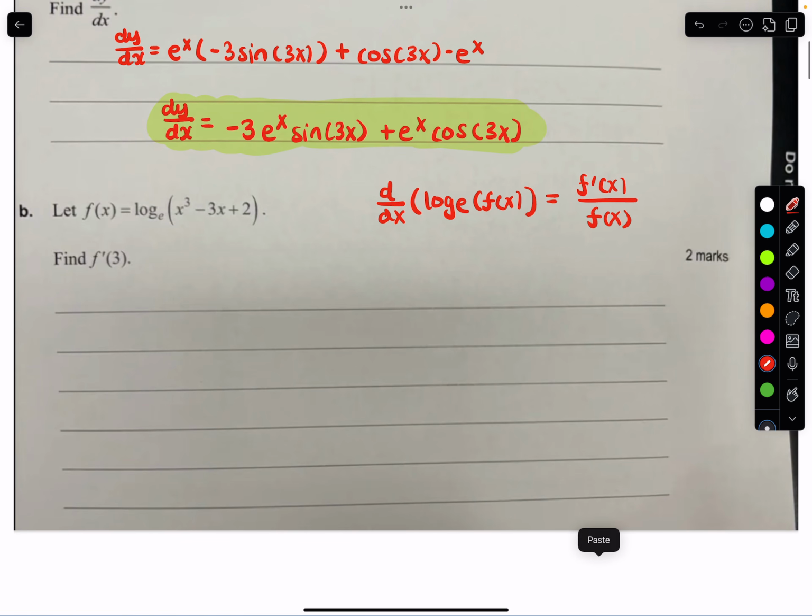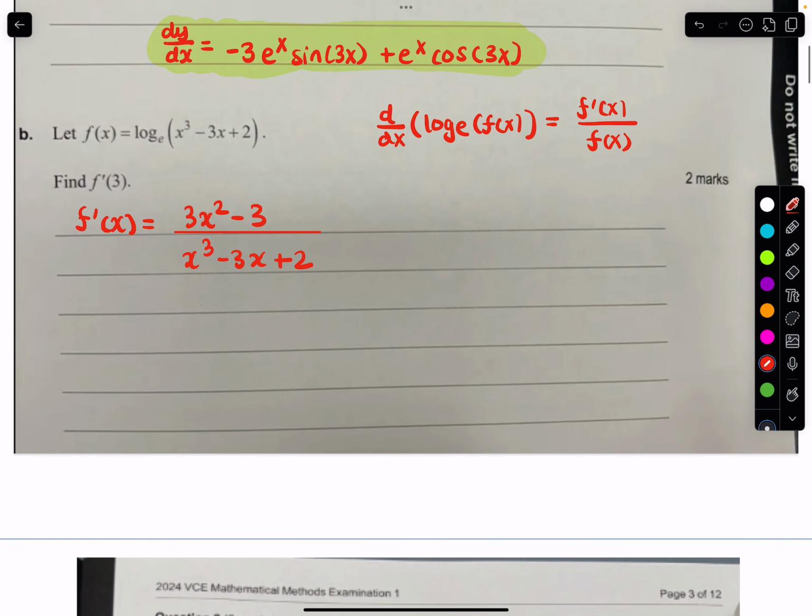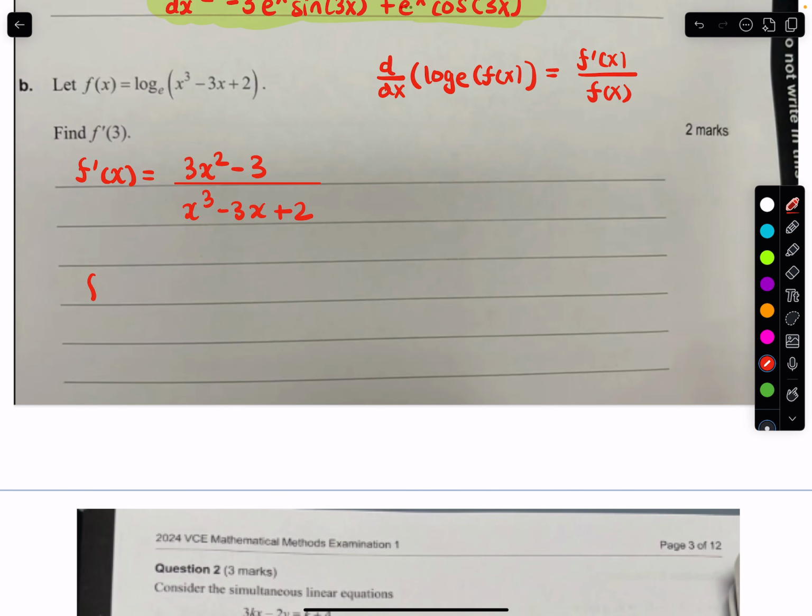So the first mark comes from actually finding the derivative, which is what? Differentiate the inside, which is 3x squared minus 3, and rewrite that part at the bottom. And so we're going to then sub in 3. That's 1 mark, and then of course the other mark comes when you sub in 3.